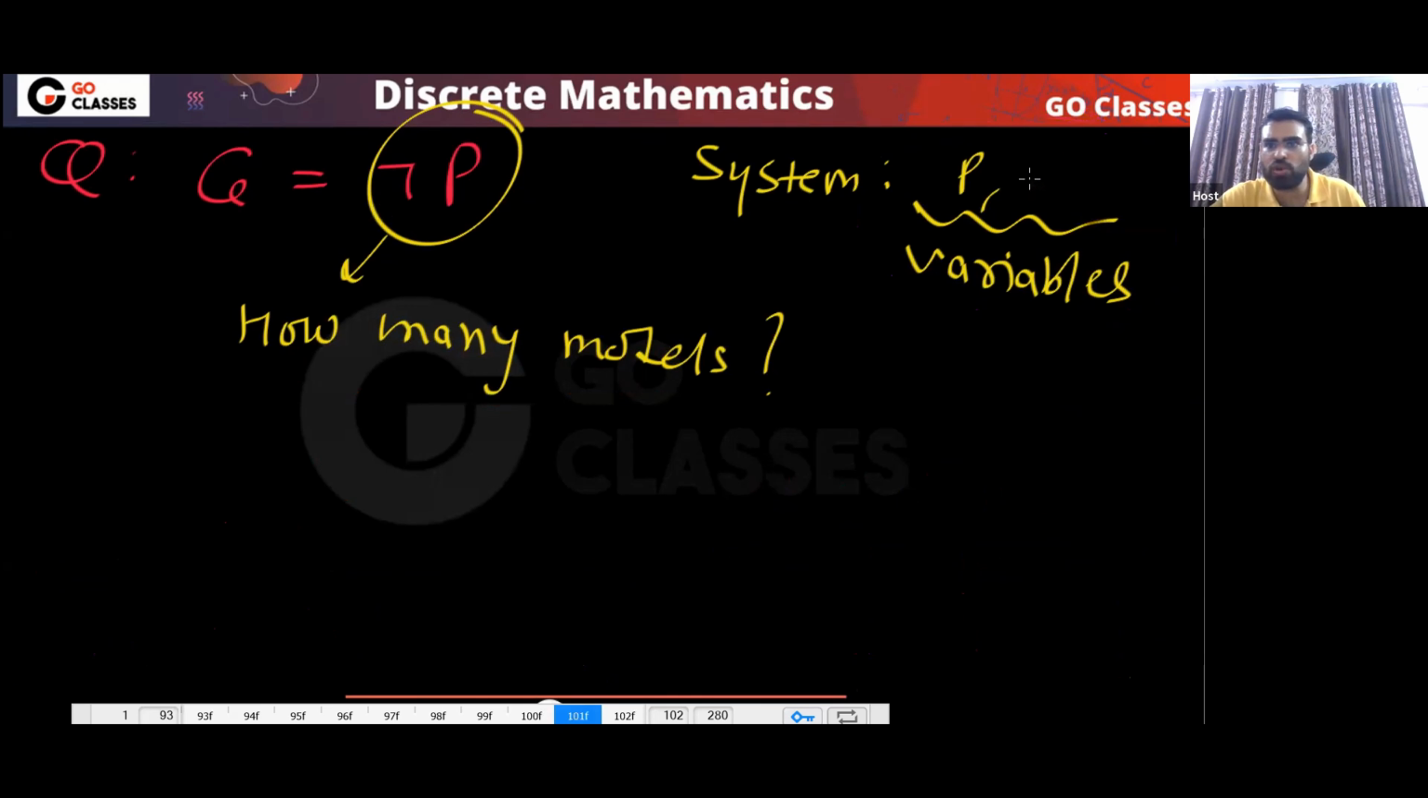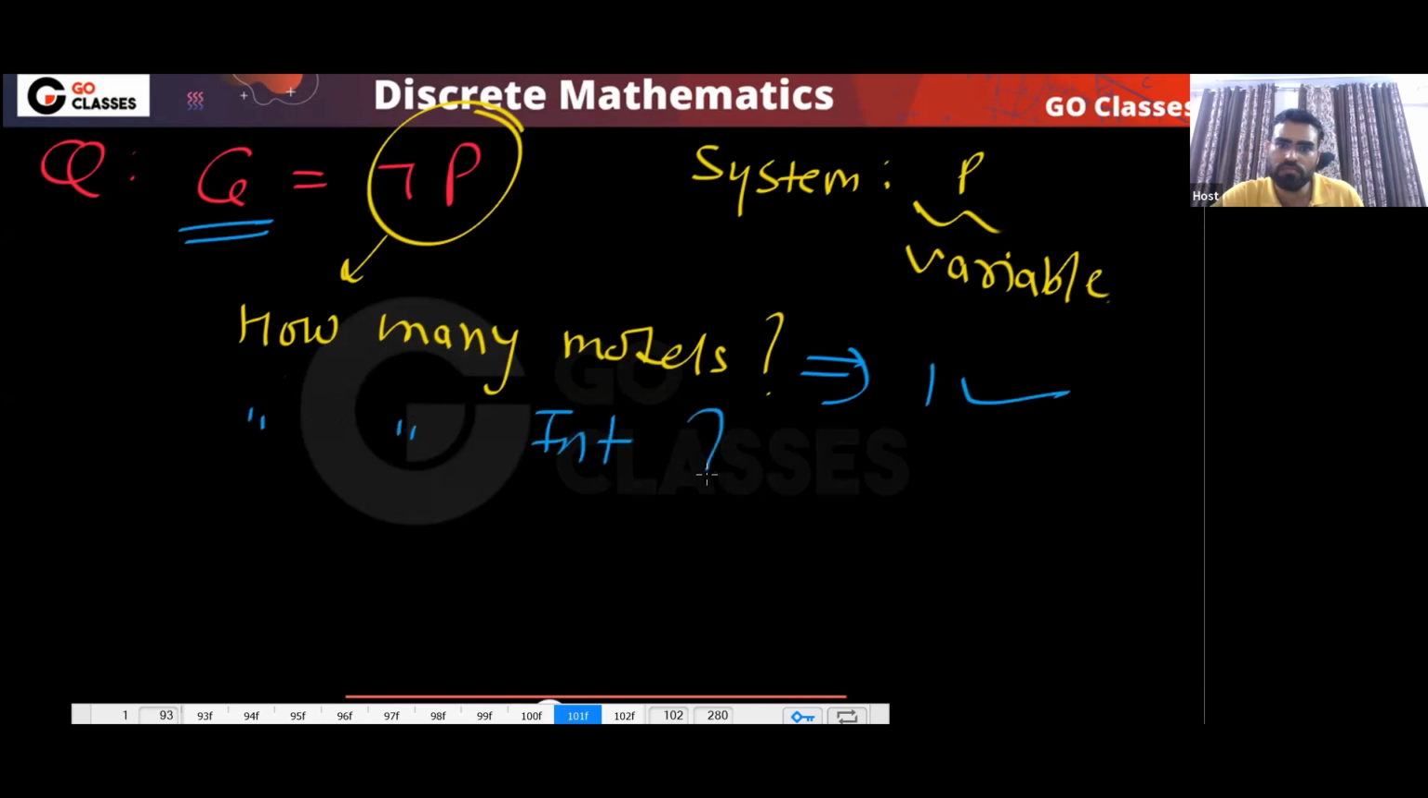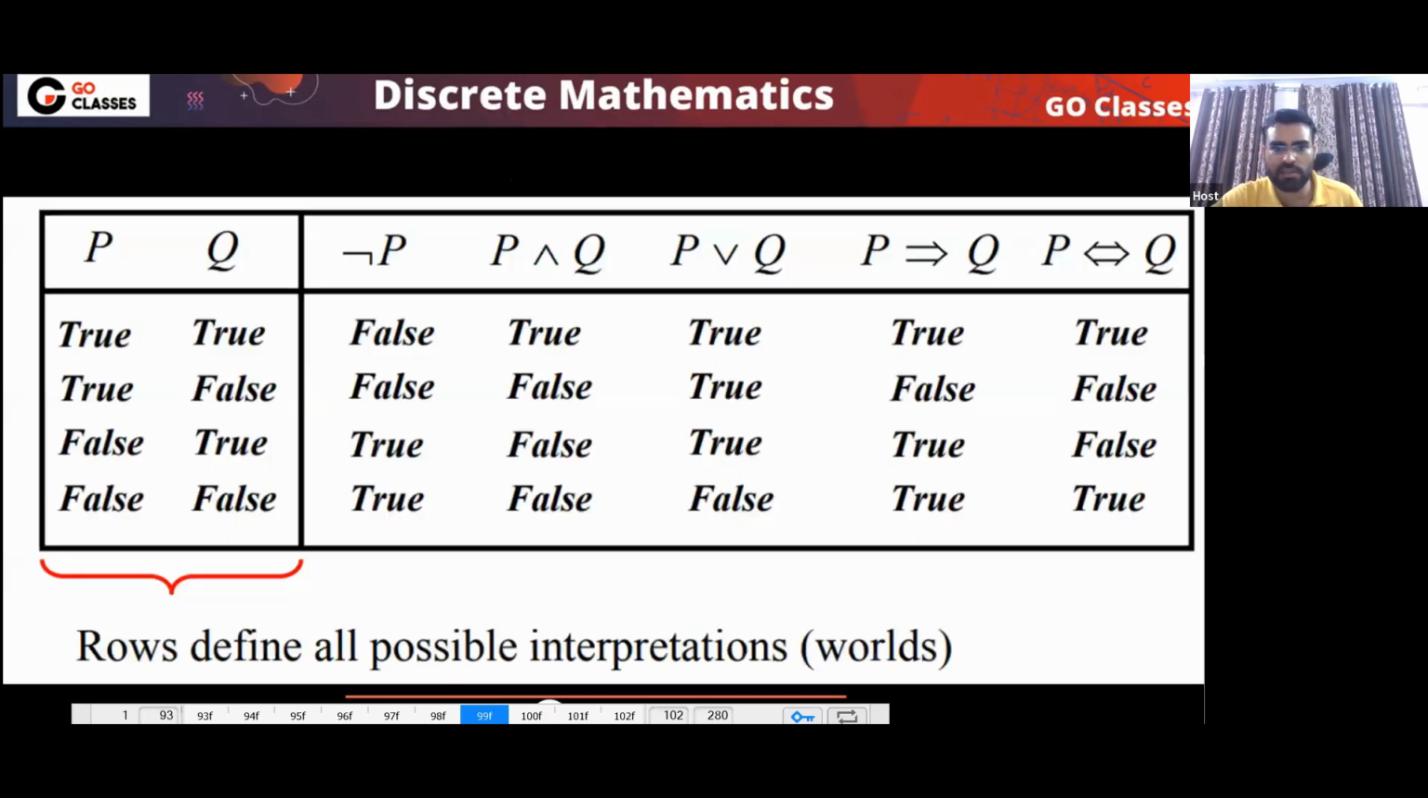Now, if your system has only one variable, basically what it means is that in your system there is only one variable. Now, how many models are there? The answer will be 1. How many interpretations are there? Interpretations will be 2. The interpretation count is fixed, but only one model will be there.